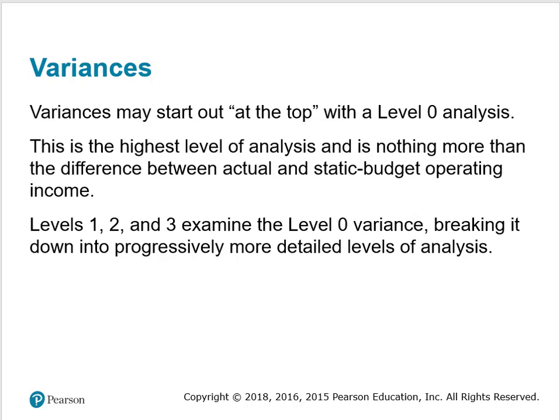Now, variances can be calculated at multiple levels, and those levels are identified with level numbers. The broadest variance is level 0, a very macro view showing the difference between actual and static operating income. Further analysis breaks down the level 0 variance into progressively smaller components, attempting to answer questions such as: how much were we off by, and where were the problems? Where were we off, and how come? What happened?